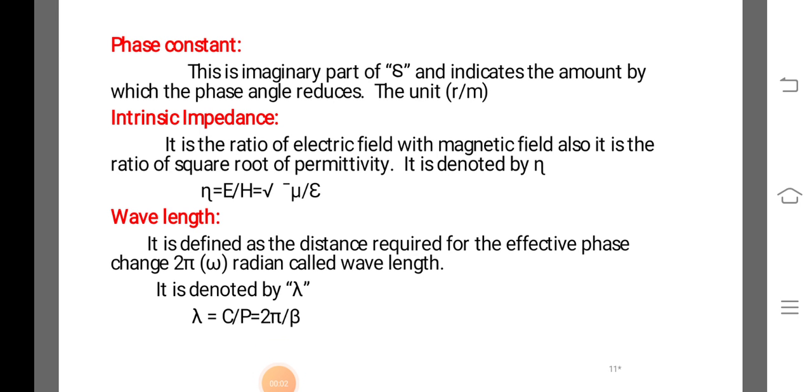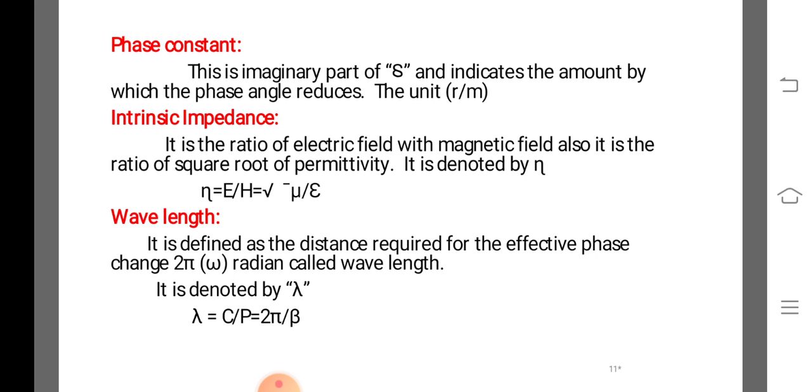Come, let's see the topic of intrinsic impedance. It is the ratio of electric field to the magnetic field. Also, it is the ratio of square root of permeability to permittivity. It is denoted by eta.